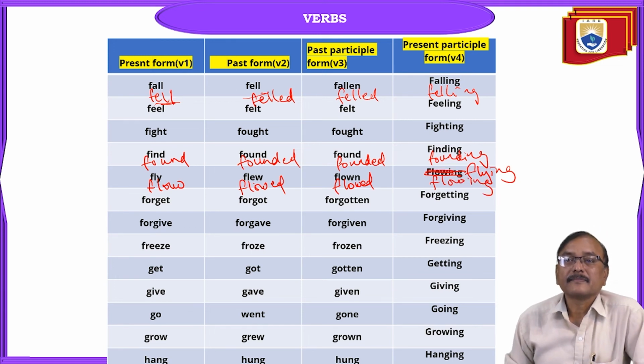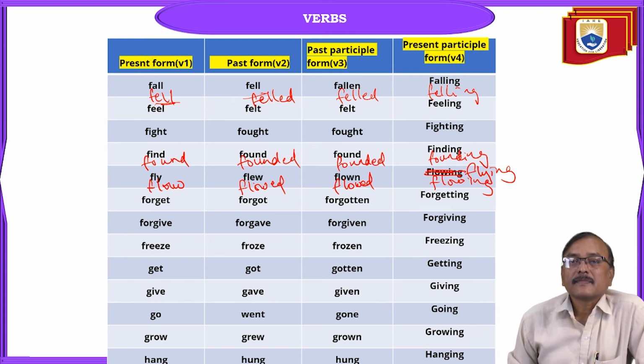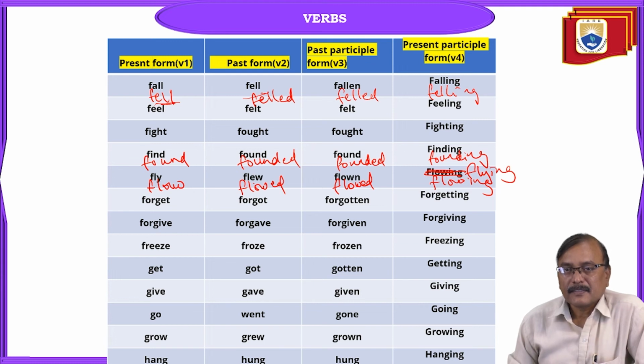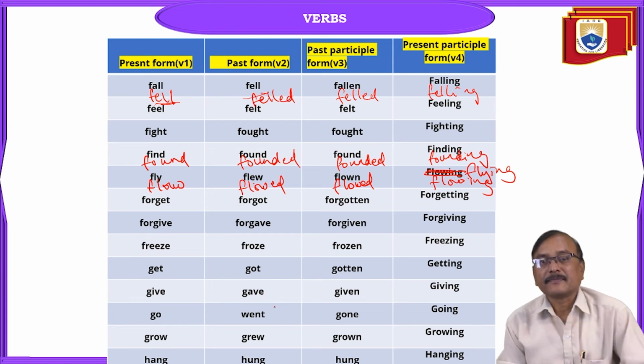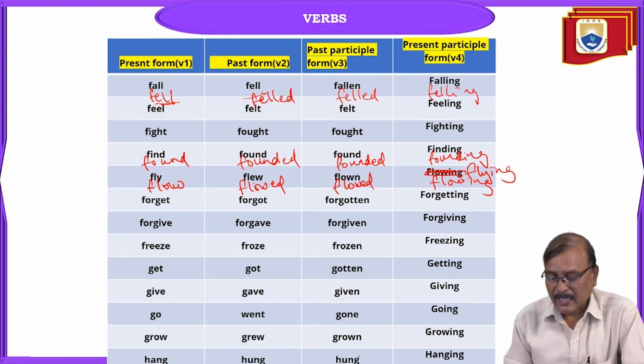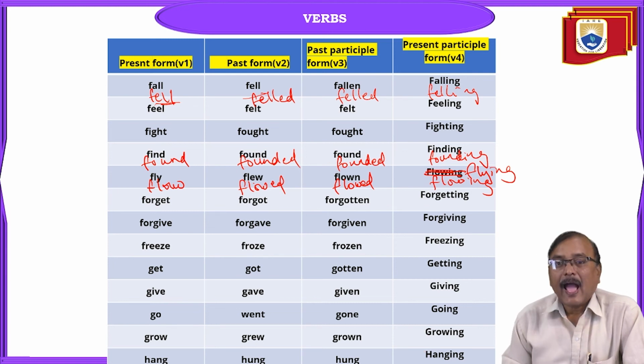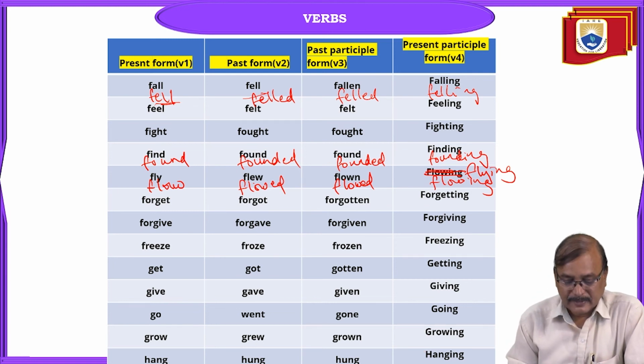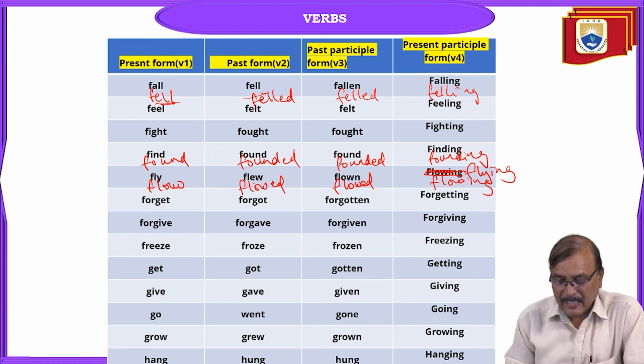Right? So fly, flew, flown, flying. Flow, flowed, flowed, flowing. Right? Next. Even flee is there. Flee, fled, fled. Okay? And hang also. Hang, hung, hung. This is one. And one more is there here. Hang, hanged, hanged. This hang, hung, hung.